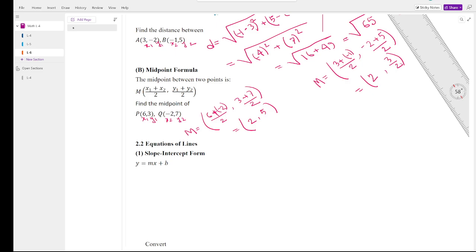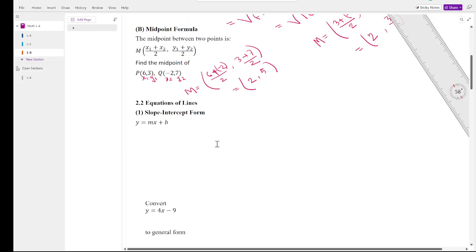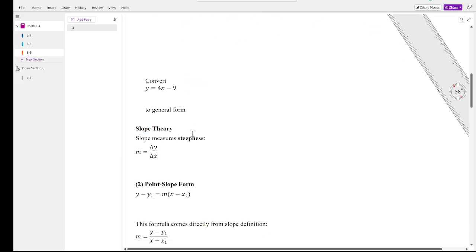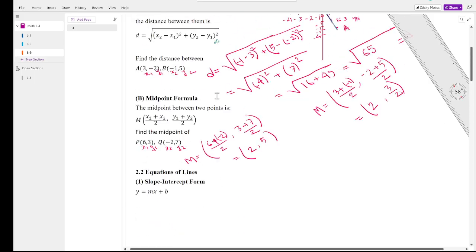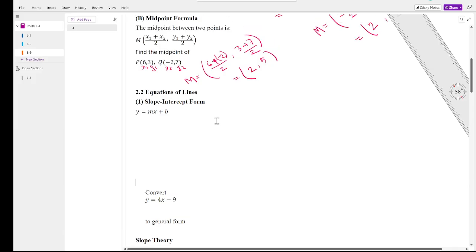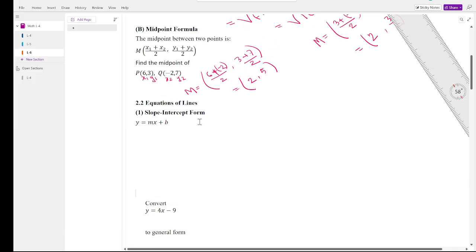In a plane, a straight line can be represented in several equivalent forms. We will learn three major ones: slope-intercept form, then point-slope form, then the relation between lines. So the first one is slope-intercept form. Slope-intercept form is y equal to mx plus b.